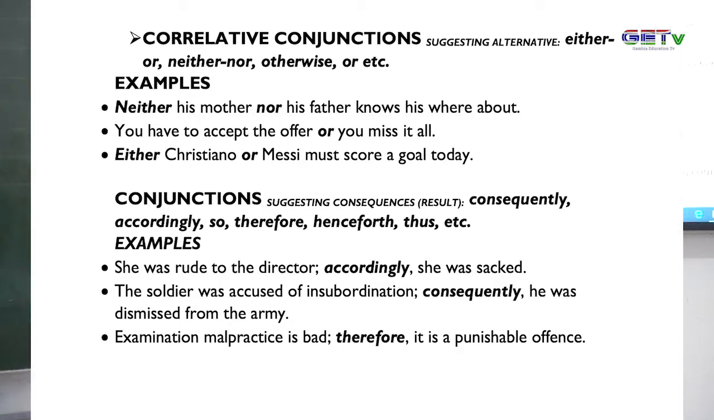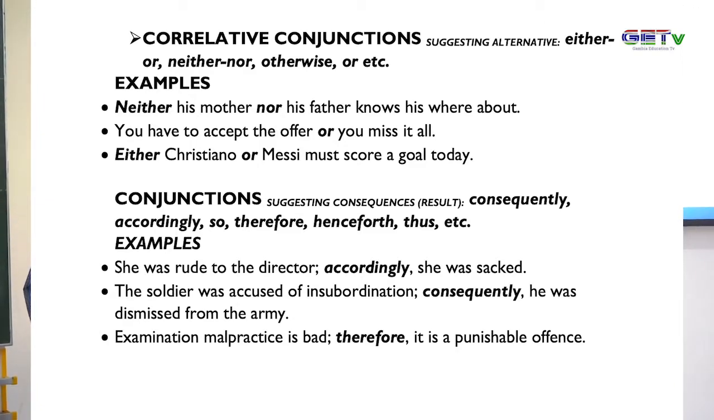Then from there, we move on to conjunctions suggesting consequences or result. Example, we have consequently, accordingly, so, therefore, henceforth, thus, etc. Examples, she was rude to the director. Accordingly, she was sacked. When you look at here, accordingly is acting as a link. It connects or joins these two sentences that we have there.